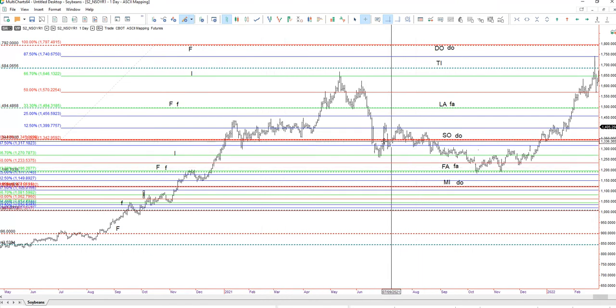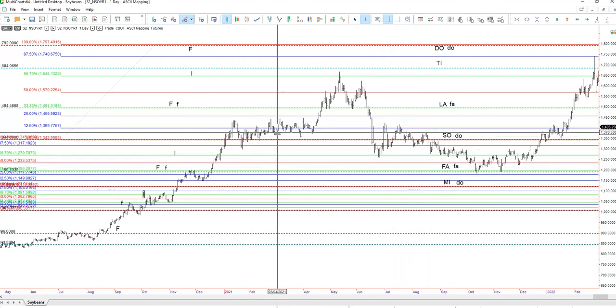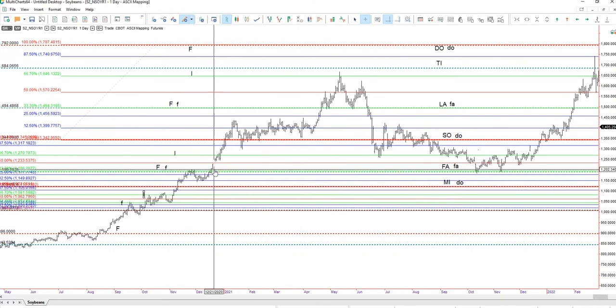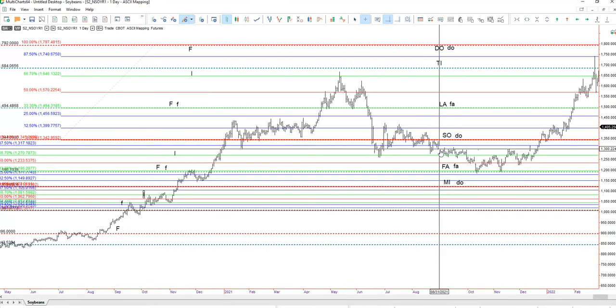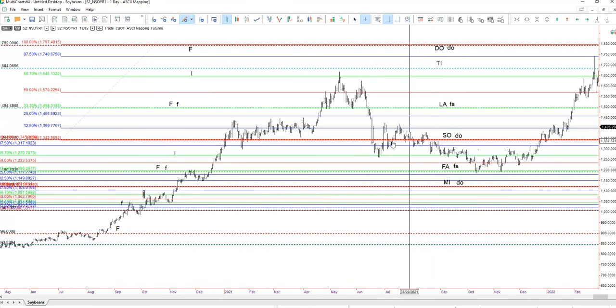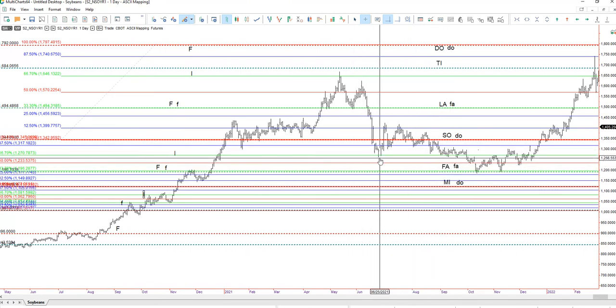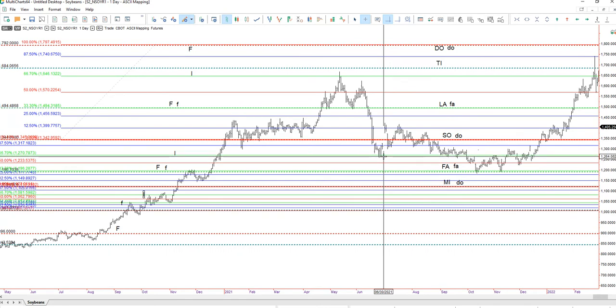So we're getting the neutral force in play at this level throughout this whole period of 2021 into late 2021. Then we break down, trade back into the lower octave. Well, what happens? Where do we get support? We get support at the La level of the minor octave between Mi and So.